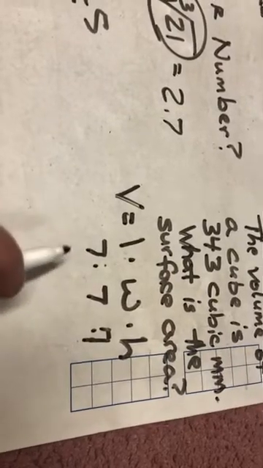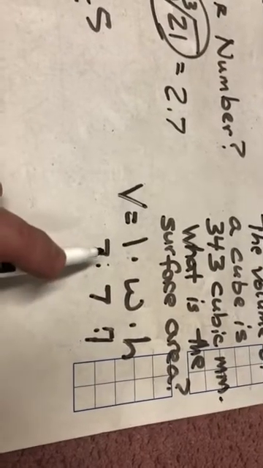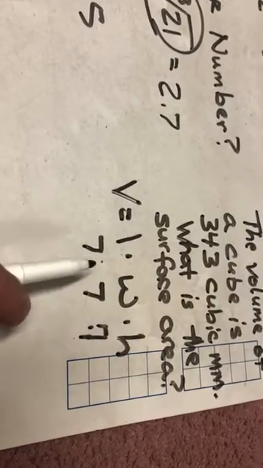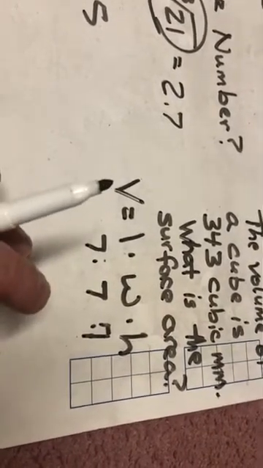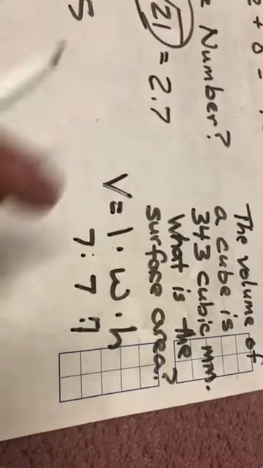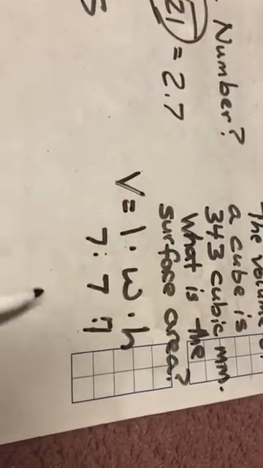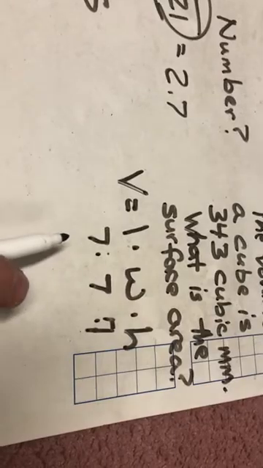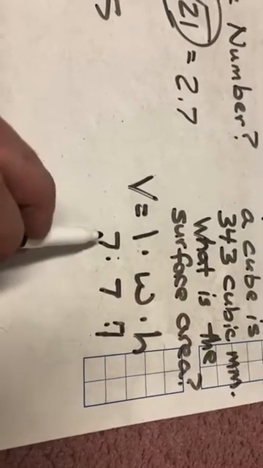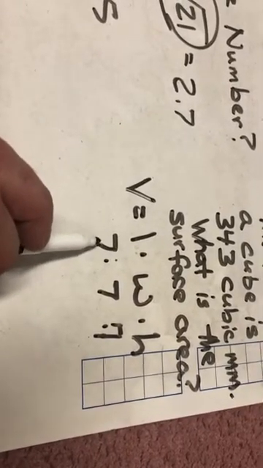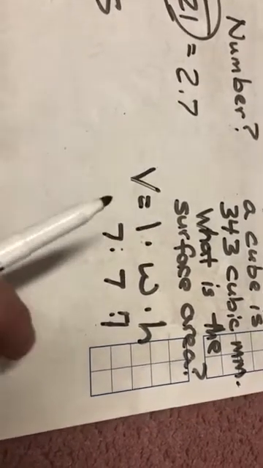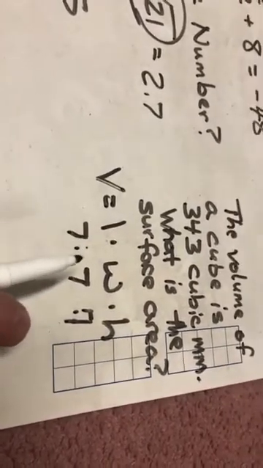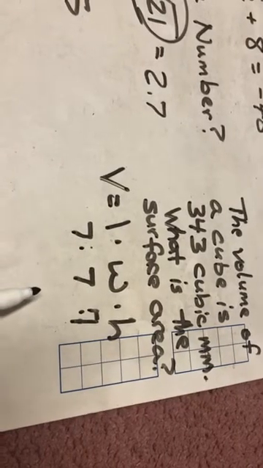Well, I know I have a cube. A cube has 6 sides. Since it's a cube, all 6 sides are the same. None of the rectangular or square sides are different. They're all the same because it's a cube. Well, to find the area of the square, remember what I do. I take the length of one of the sides, which I know is 7, and square it. So I do 7 times 7, and I get 49. The area of one of the faces is 49 square millimeters.